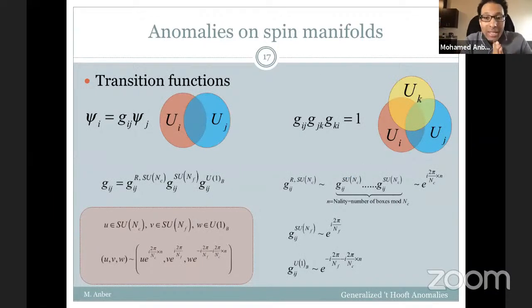So I'm going to play the exact same game I played before in the case of QCD adjoint. Again, I'm going to take two patches, U_i, U_j, and I'm going to consider a transition function, g_ij. And this transition function has to obey the co-cycle condition on the triple overlap between U_i, U_j, and U_k. But now notice that g_ij, the transition function, is made of 3 different transition functions. It is made of g_ij of the SU(N_C) gauge group in the representation R, and also of the g_ij in the defining representation of SU(N) flavor, and the transition function of the U(1) baryon.